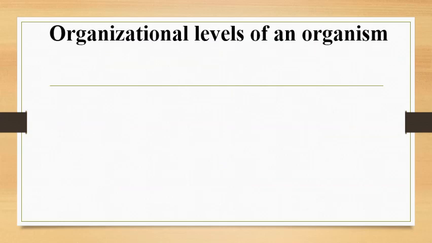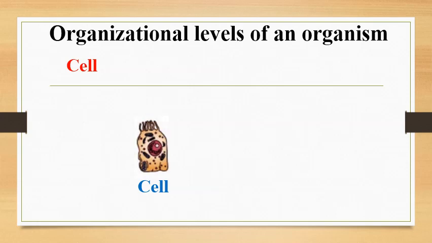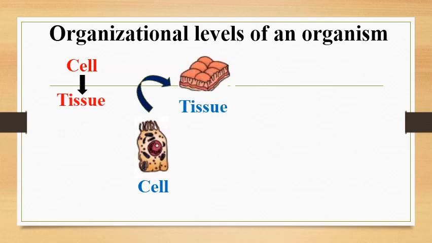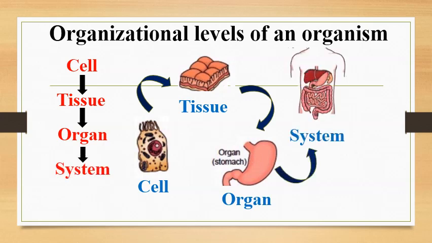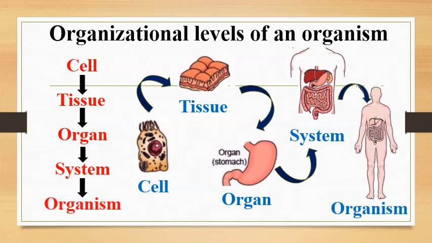Organizational levels of an organism. The smallest structural and functional unit of living condition is the cell. A group of cells modified to perform a particular function is a tissue. A collection of tissues form an organ. A collection of organs form a system. And finally, systems collectively form the organism. This is the organizational level of a multicellular organism.